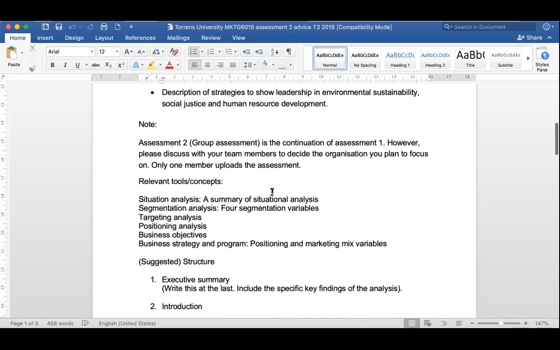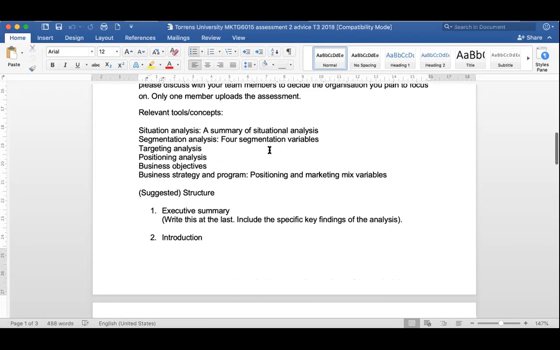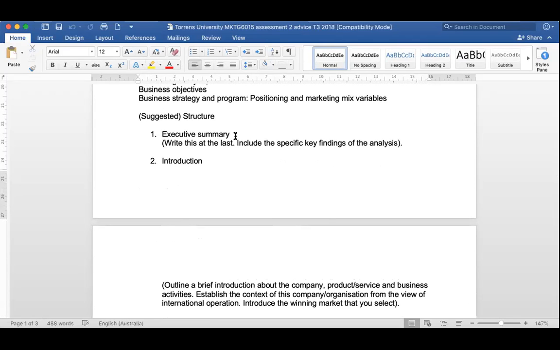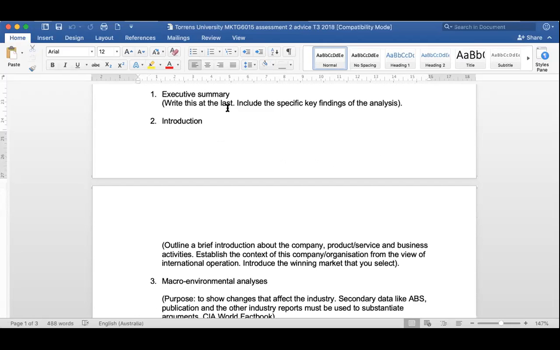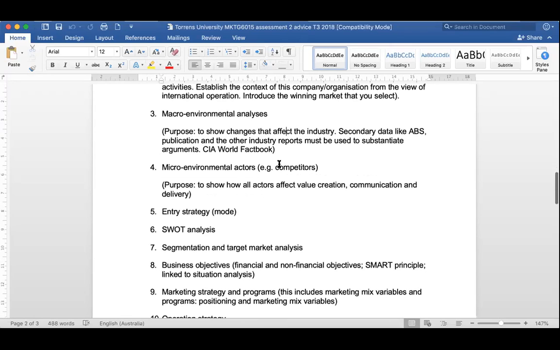Assessment 2 is the continuation of assessment 1. In terms of structure, you can structure your report that way. The Excel summary, you do that last. Introduction: here you outline a brief introduction of the organization, and then you discuss the summary of the macro environmental analysis to show the key factors, the key forces that affect the industry. And micro environmental actors, again the key actors that affect the value creation of your organization.